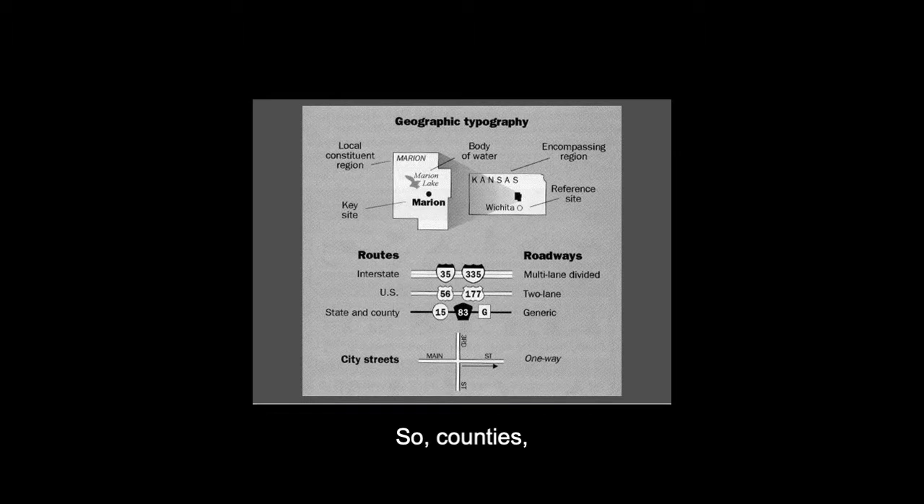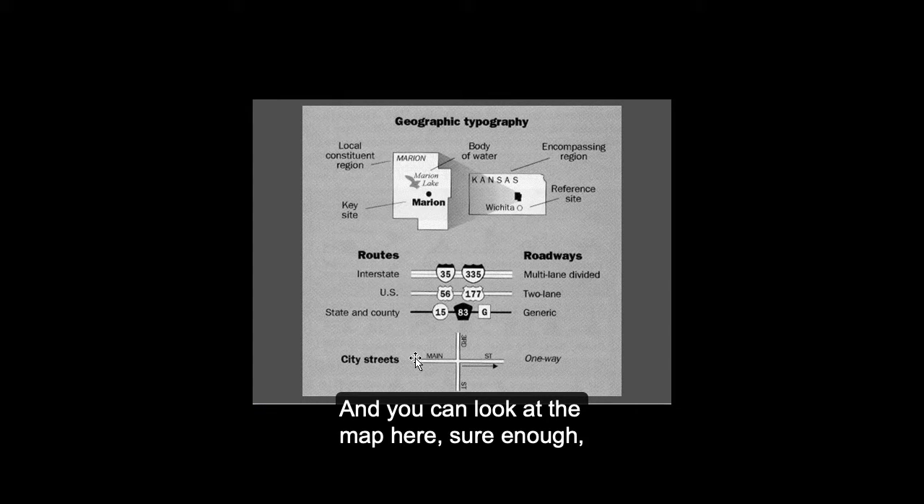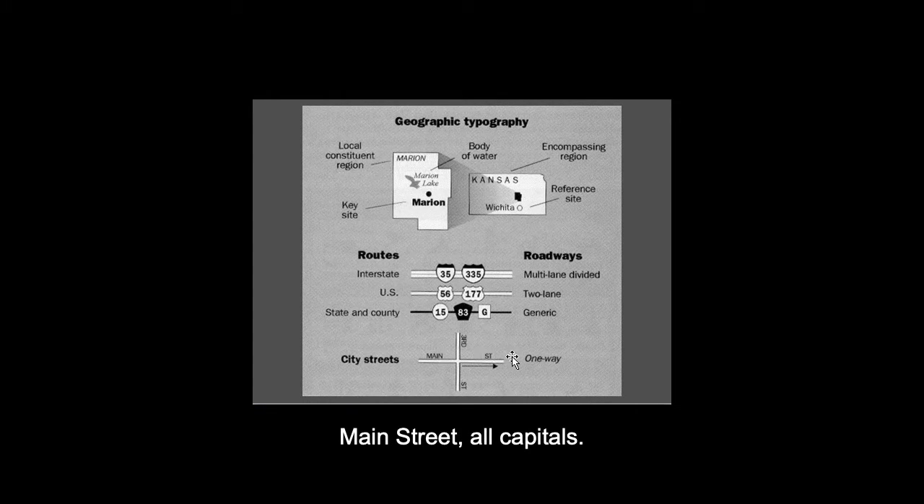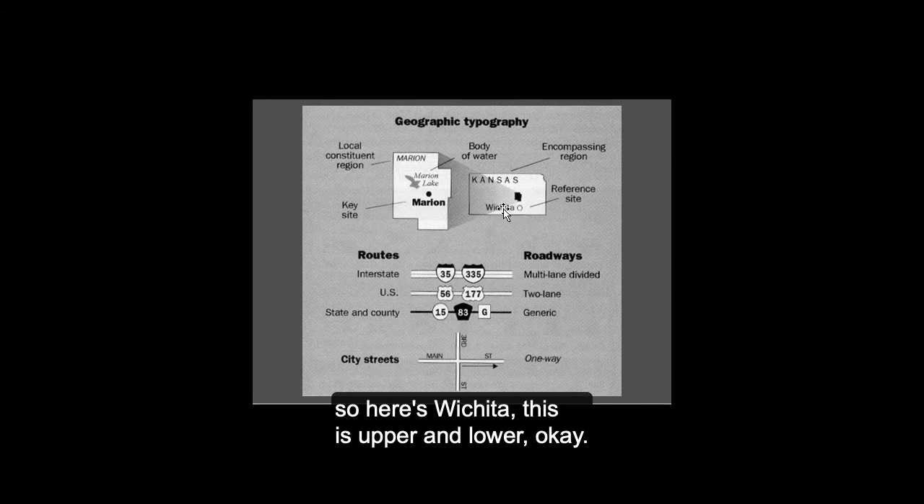So counties, the states, nations, continents, those are all capitals. Street names should be capitals. And if you look at the map here, sure enough, Main Street, all capitals. When we talk about a site though, so here's Wichita, this is upper and lower.